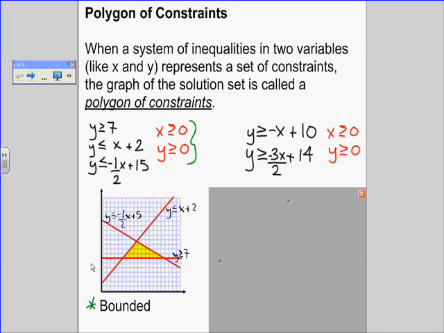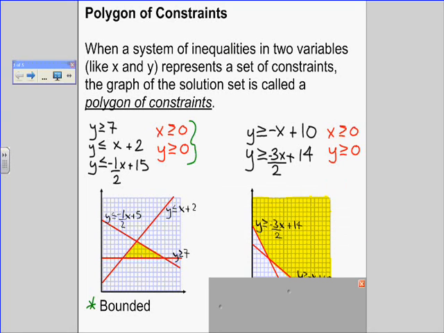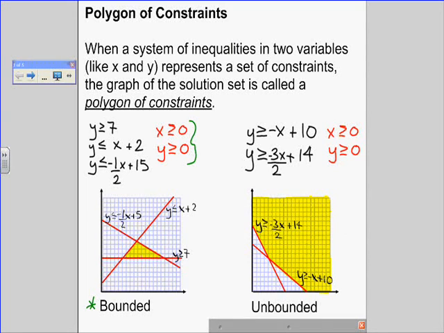For our other system of inequalities, we have y is greater than or equal to negative x plus 10, and y is greater than or equal to negative 3 over 2x plus 14. With the same constraint that everything has to be in the positive x and the positive y, we get something that looks like this. And we call that unbounded. Whenever we have a system of inequalities where the polygon is not bounded into a small shape that we can see on our graph, and it continues on forever and ever, we call that an unbounded polygon of constraints. And that looks like what we've been graphing for the past little while. So you can see the difference between the bounded and the unbounded polygon of constraints.